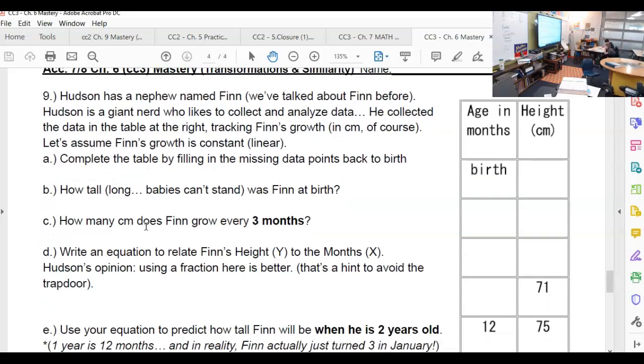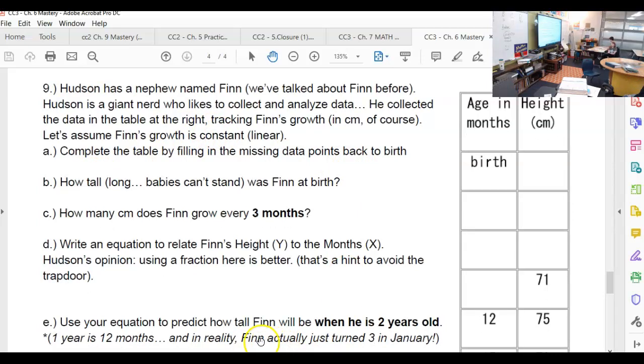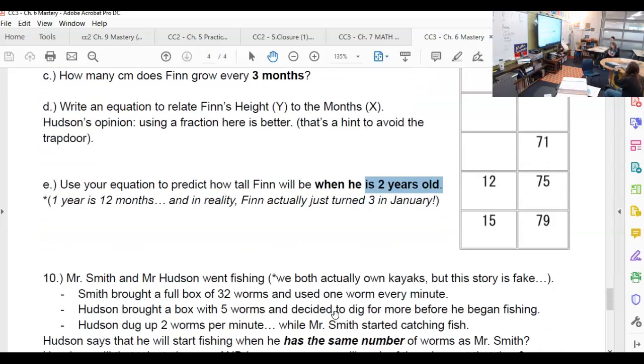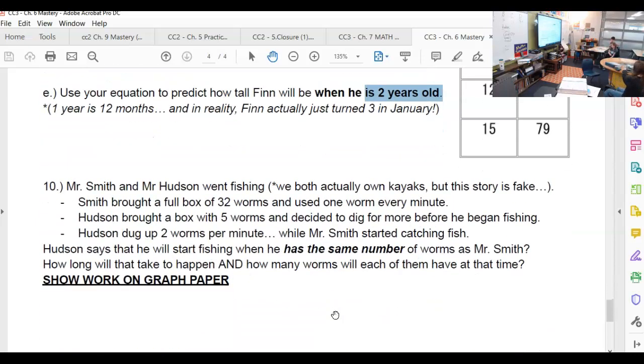Then another problem about Finn, because why would I put random people in the test when I can put people I know? So Finn did actually just turn 3. So if we're being honest, this problem is like an old problem. But to make your life easier, we're just going to figure out a prediction for how tall he was when he was 2. But legitimately, he did just turn 3. That's when I bought him the bow and arrow that I got in trouble for.